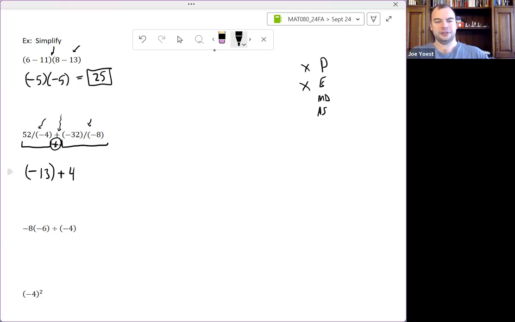Okay, now I have the sum of two integers. I have a negative number plus a positive number. The negative number is bigger in size. 13 is a bigger number than 4. I'm adding integers, so now I do care about relative size. Multiplying, dividing, I don't, but adding I do. Since the sign associated with the bigger of the numbers is negative, the answer is going to be negative, and it's going to be negative of 13 minus 4, or oops, -9. So all of this simplifies down to -9.